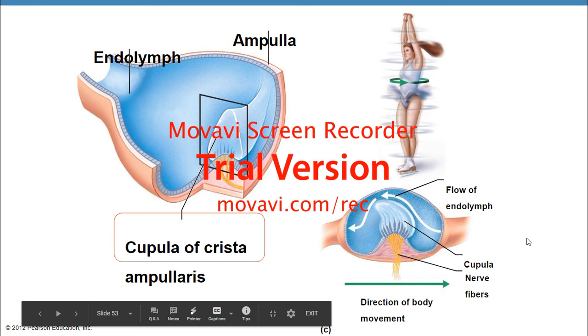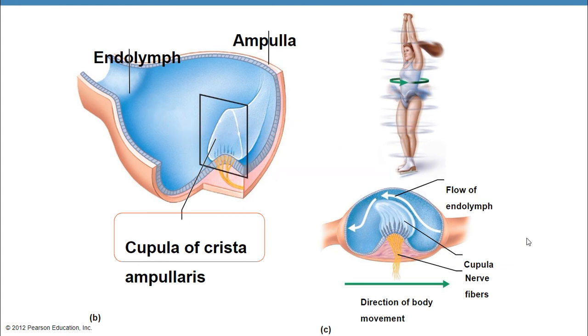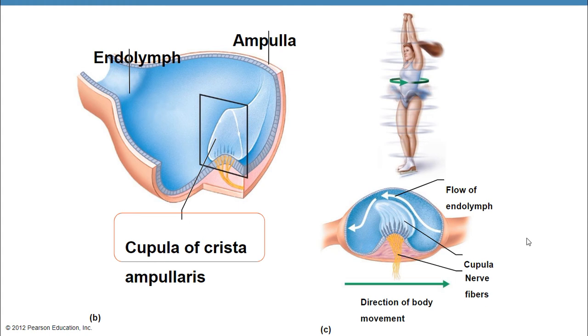So during rotational acceleration, when you begin to twirl around, the endolymph in the canals is going to lag behind the head movement because of inertia, okay? All right, so essentially what happens is the head movement is going to depolarize the hair cells as a result, and the impulse gets transmitted through the vestibular division of cranial nerve 8.